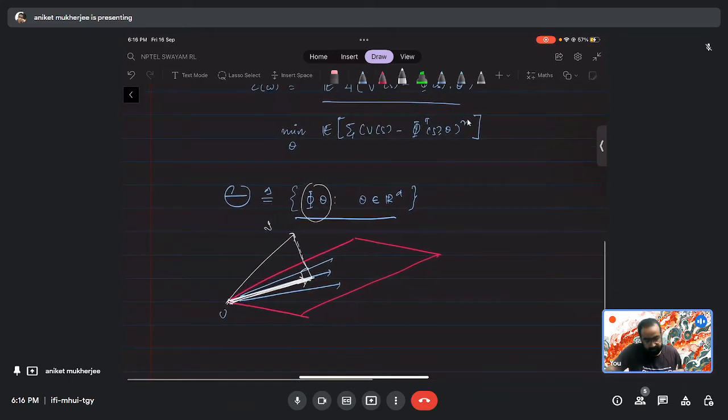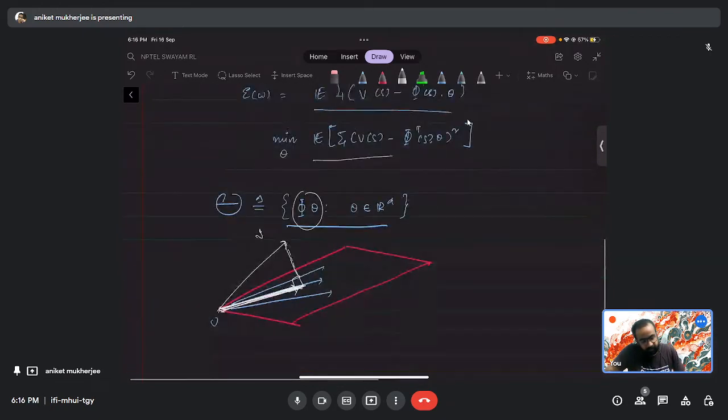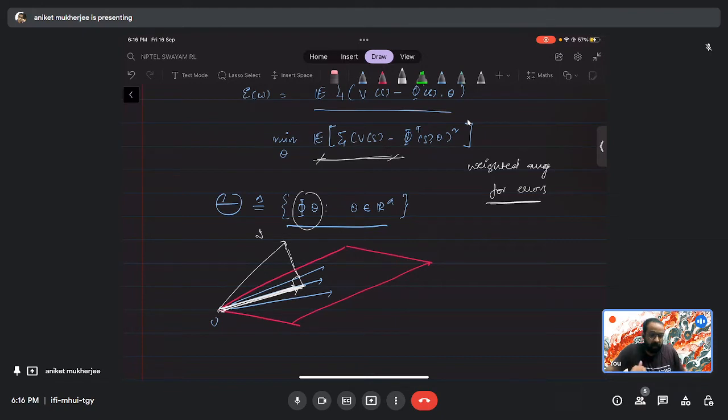So next, in the same recap, I want to say that you need not do an expectation. You could do a weighted average for errors. How do you weight the errors? Because you have an underlying MDP, you can see what state has high probability of going there, and then you can weight according to the probabilities that the state would take.